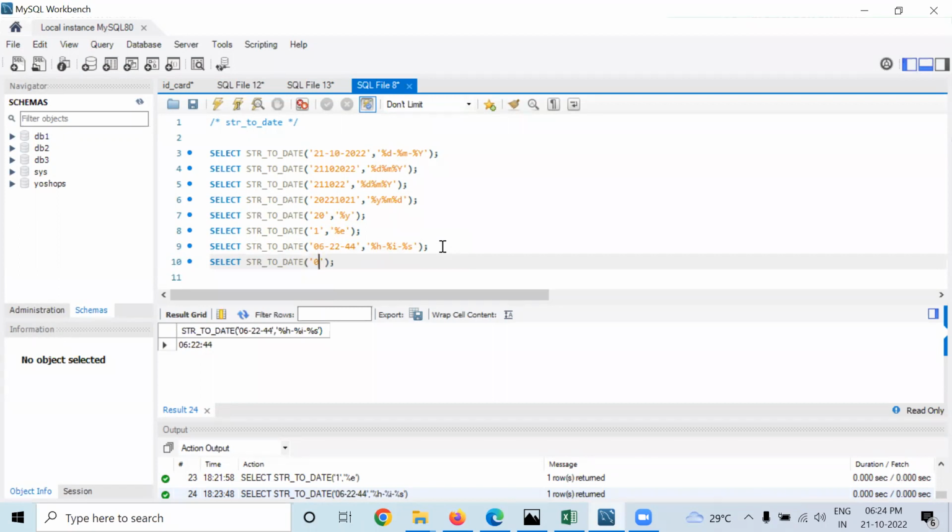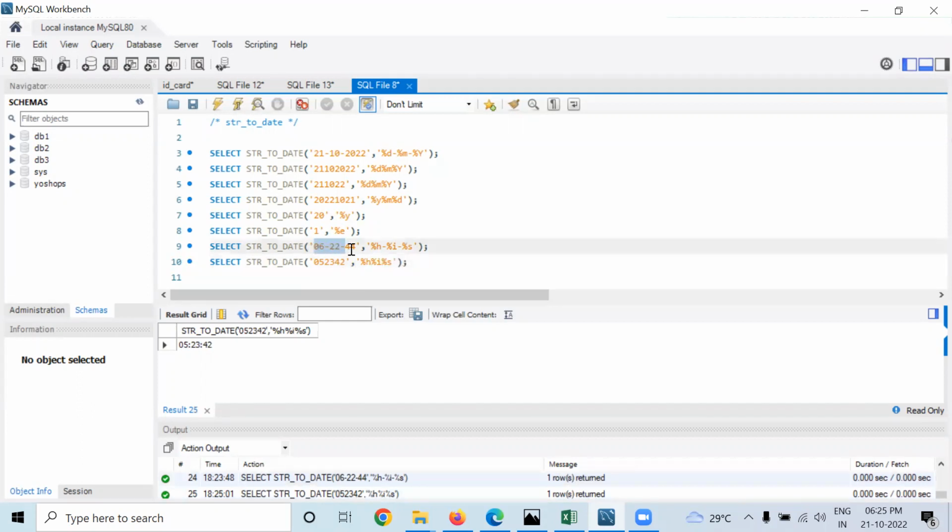If I am mentioning 5:22:42, what should I write corresponding to it if I am mentioning it as time? Percentage H. Then? Percentage I. Then percentage S. Okay. So always remember in which format you are putting things over here. In the same format, things should be mentioned over here also.